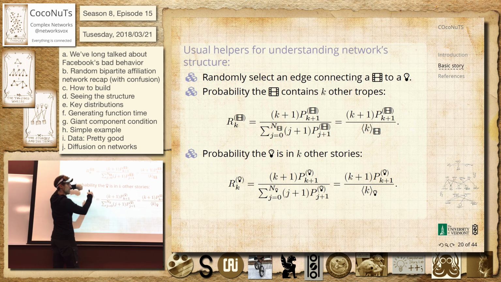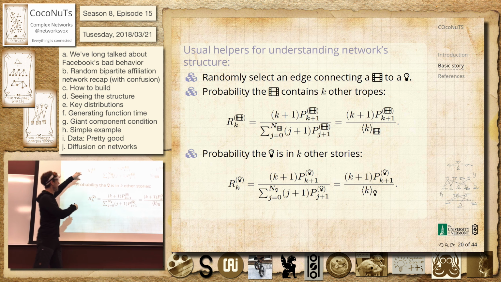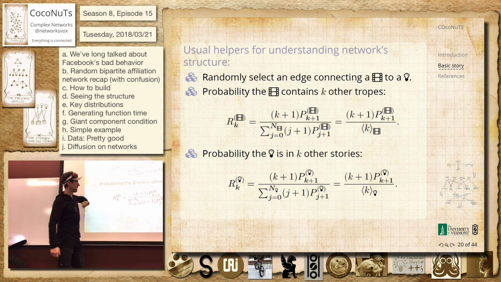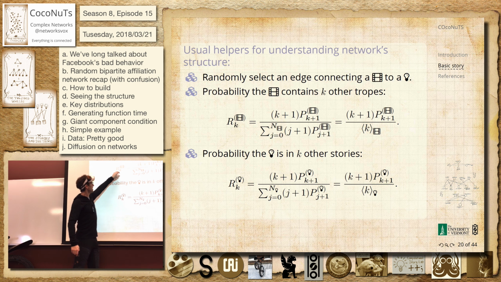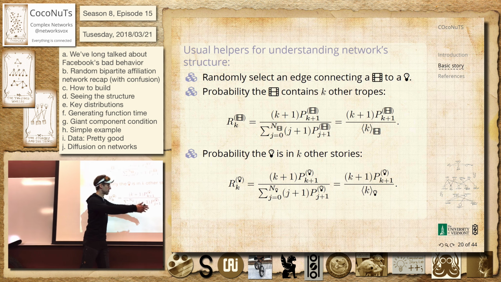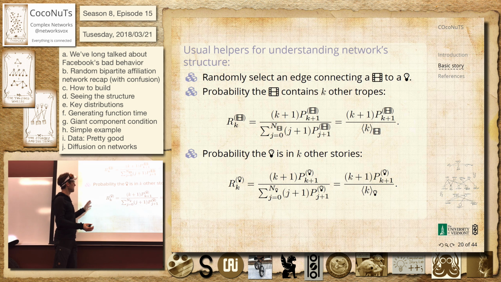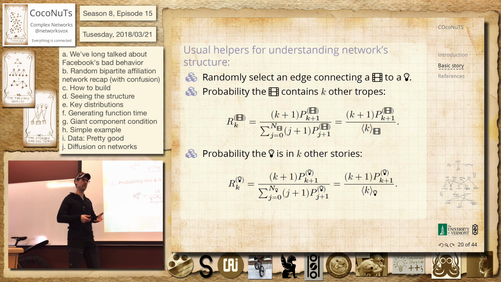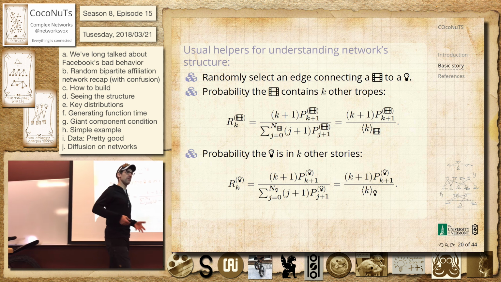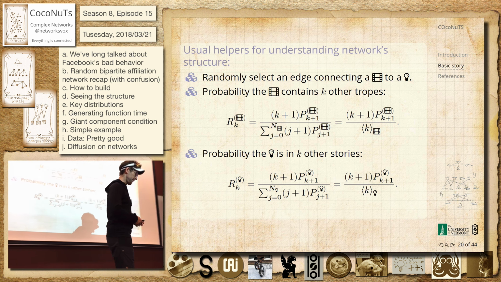So these two pieces, we can put them together. We're going to need this one and this one. And really what you want is the average of this and the average of this: the average number of other stories and the average number of other tropes that a trope and a story have, respectively, multiply together to be greater than 1. Then you'll have a giant component, a big connected structure.